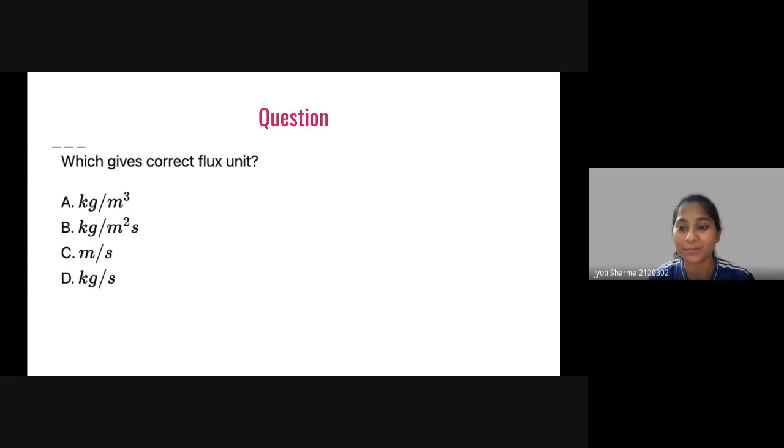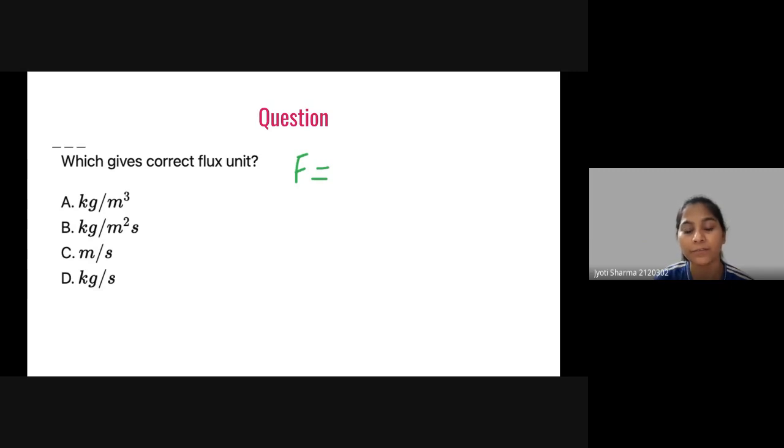Okay, what is the unit of flux? From slide 1 till now, we have been talking about flux. So what is the unit of flux? I think you can calculate the unit from the flux. Yeah, B is the right answer.